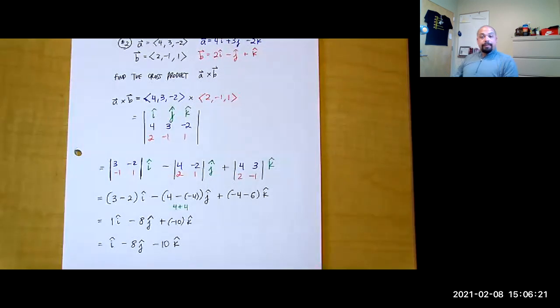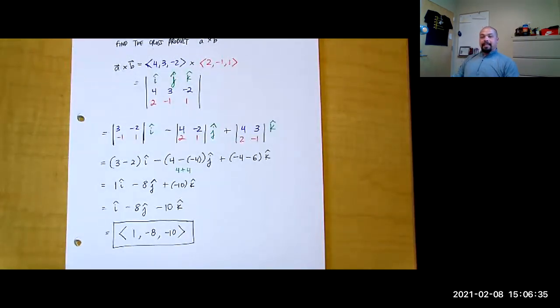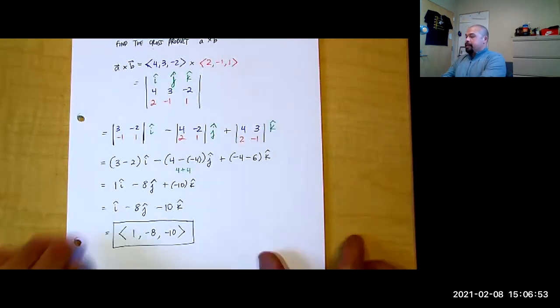Right, that's one format. Or probably more convenient, 1, -8, -10. All right, so with some graphing utilities, you might be able to graph that set of vectors now, A, B, and now this result, this cross product, in the same coordinate system. Okay. But now let's check.